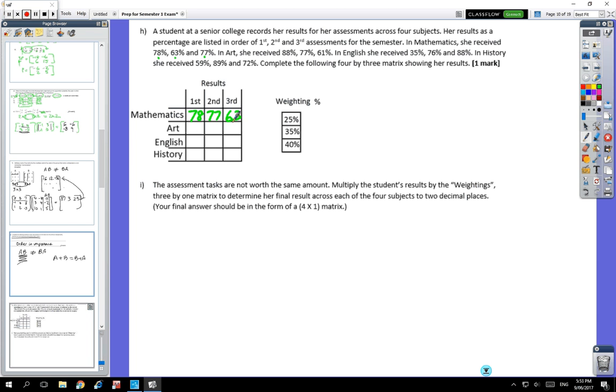Okay, so next one, art is 88, 77, 61. English is 88, 76, and 35. And history is 89, 72, 59. So this is a 3 by 3 matrix, and this is a 3 rows, 1 column matrix. So we're going to multiply those two together, and the answer will be a 3 by 1. So it's going to look exactly the same as that matrix.